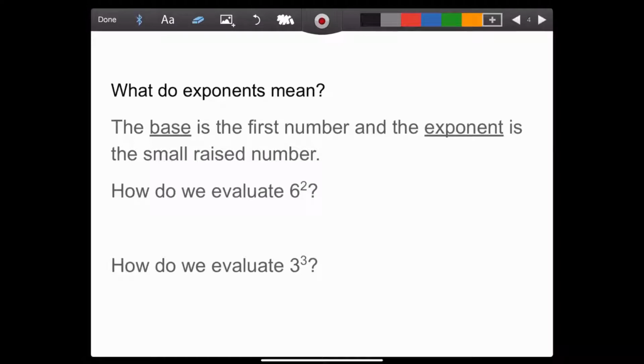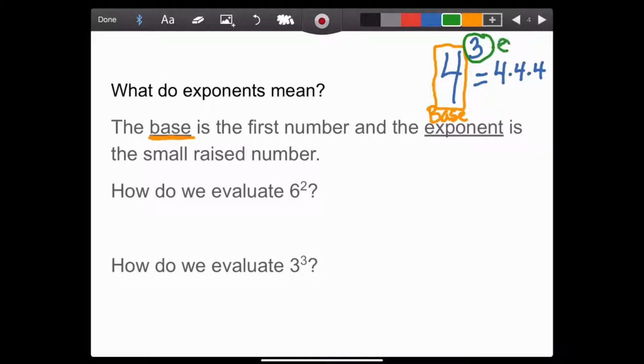So what do exponents mean? The base is the first number and the exponent is the small raised number. So let's look at 4 cubed. So that means 4 times 4 times 4. This 4 we call the base. So this is your base. And then this 3 is your exponent.